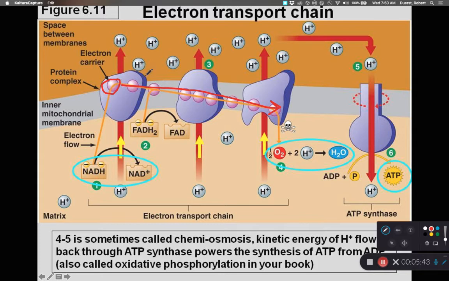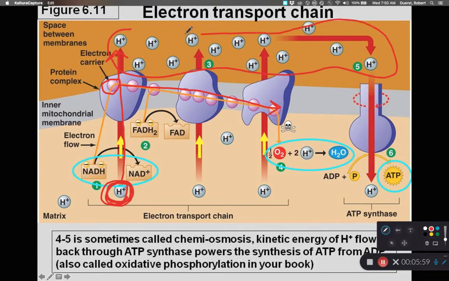And as these electrons are bouncing around, we're going to take protons, or H+1 ions, from the mitochondrial matrix, and then pump them into the intermembrane space. And we build up a high concentration of protons in the intermembrane space. So we actually have an acidic pH in this intermembrane space. And these high concentrations of protons are then used to power something else, ATP synthase.